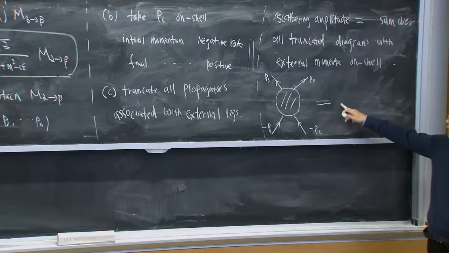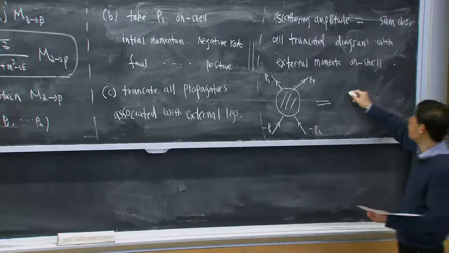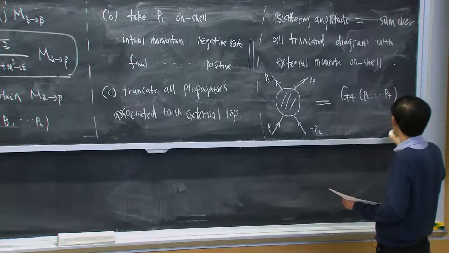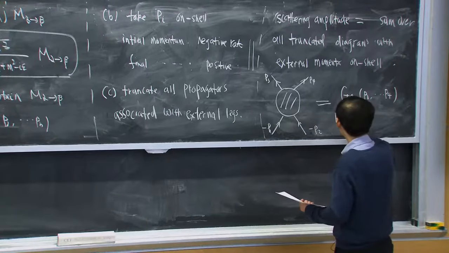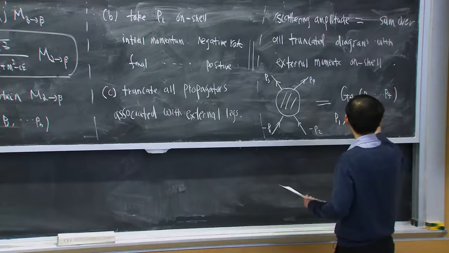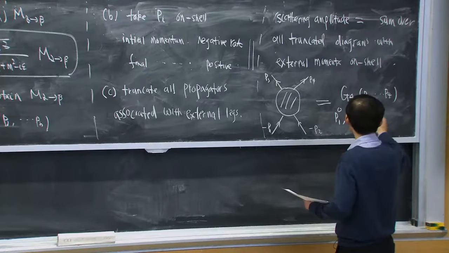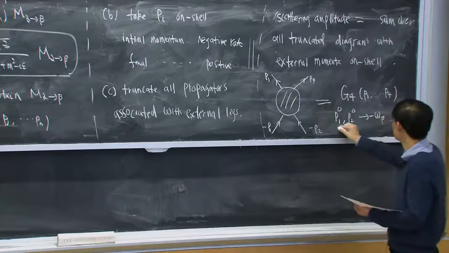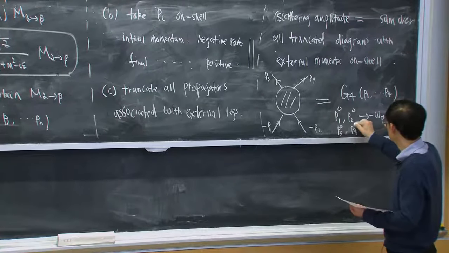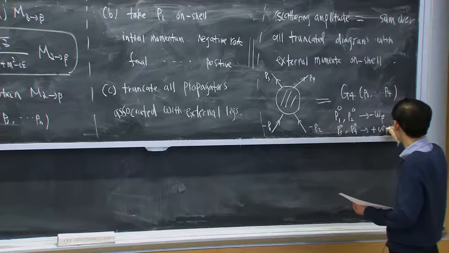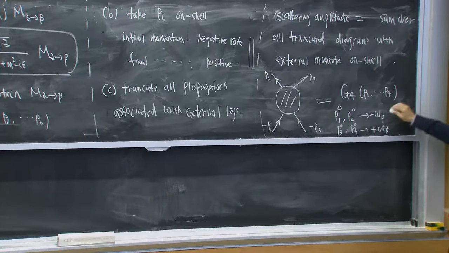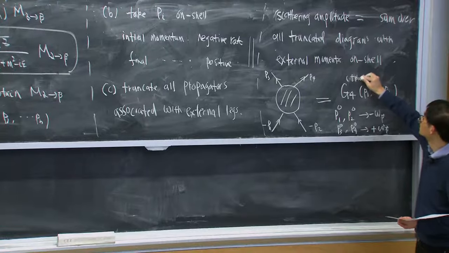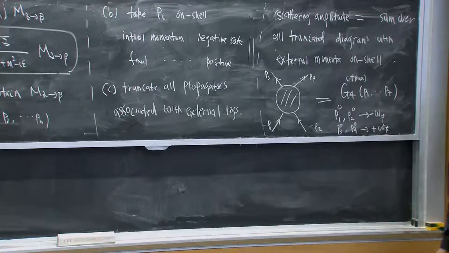Okay, so if you want to calculate in this case, you just take the G4, P1 to P4, and then you take P1 and P2 to be the negative root, and then P3, P4 to be the positive root. And then let me put the T here, then you truncate your external propagators, okay? Then you truncate your external propagators.